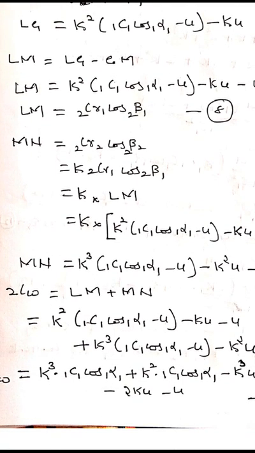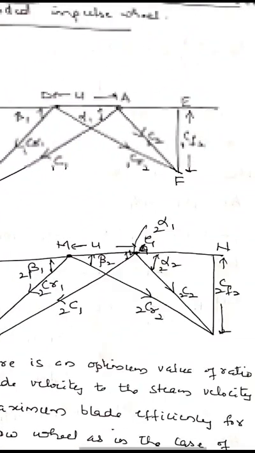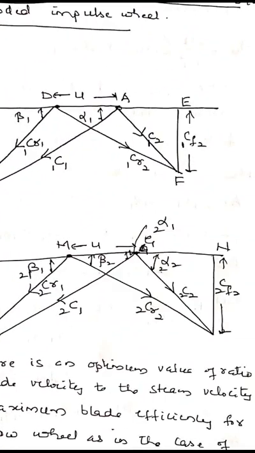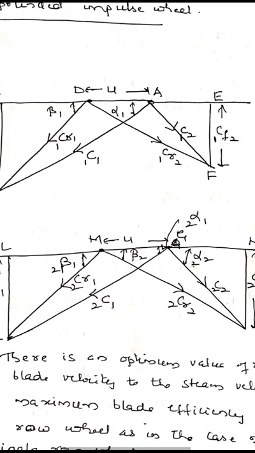Then MN. What is MN? MN equal to CR2 cos beta 2. CR2 equal to K times CR1 cos beta 1. K times CR1 cos beta 1 is LM.